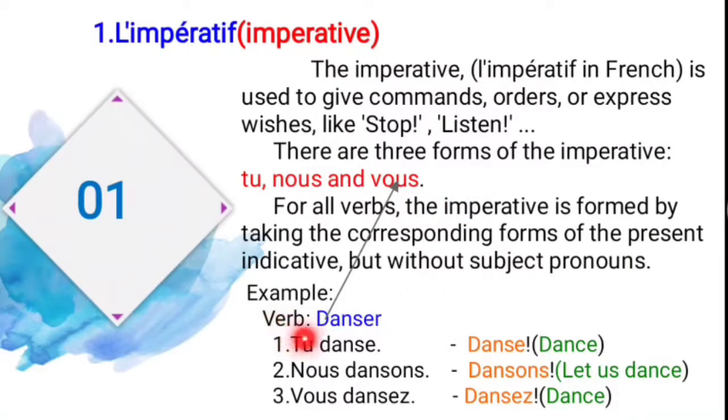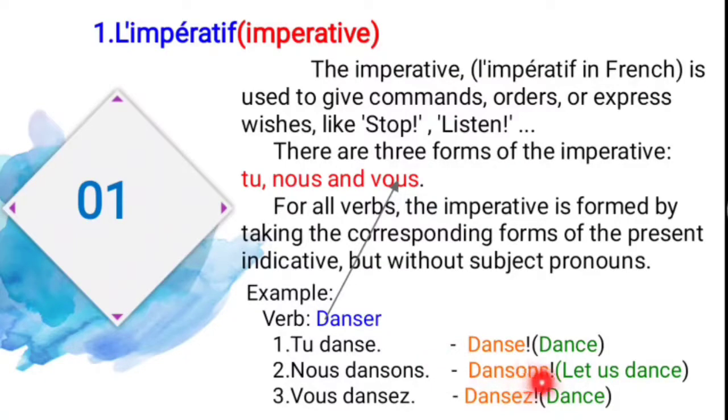The verb is danser. Danser means to dance. When you are conjugating into the imperative, you can use these 3 subjects only: tu danses, nous dansons, vous dansez. So when you change into the imperative sentence, you use this verb conjugation only. For tu danses, danse means dance, and this is like a command or order.